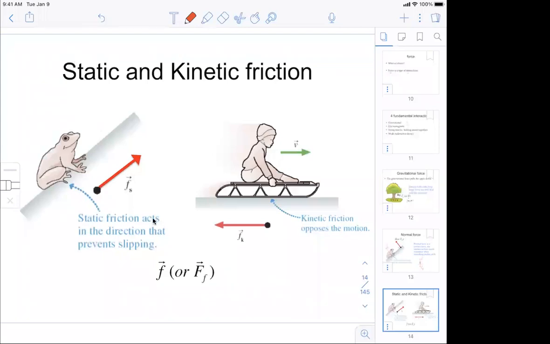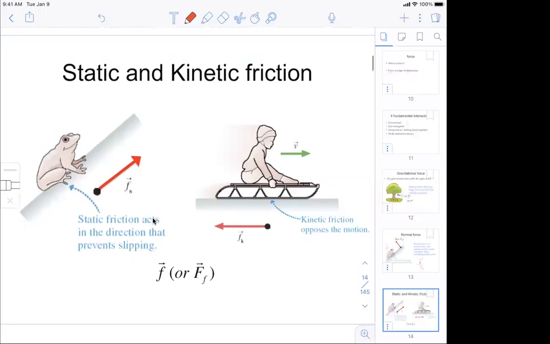Okay, so I'm showing you a static and kinetic friction slide. You can see that if the surface is very slippery, the frog will probably try to slide down, right? The fact it's not sliding down means there is a static friction preventing it from slipping. The static friction is always along the surface, but upward. So in this case, F of S, little s as in static friction, or if you want to just say friction in general, you can use little f or F of F to represent it.